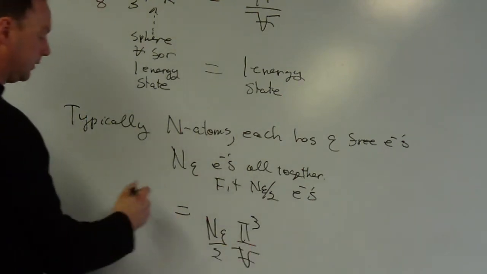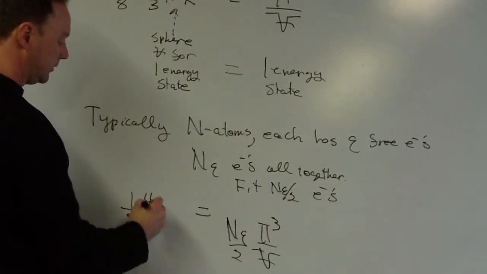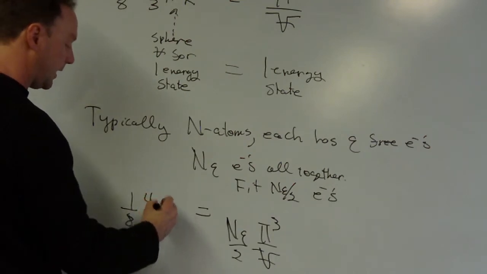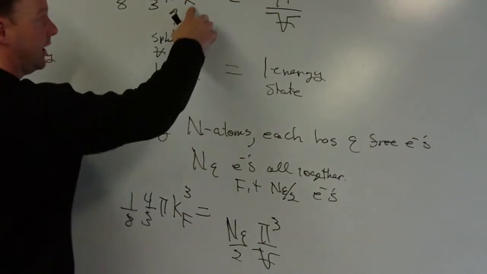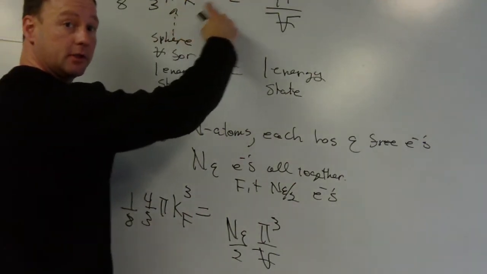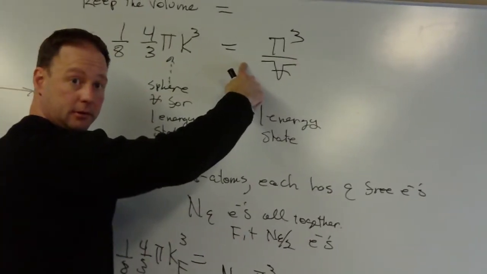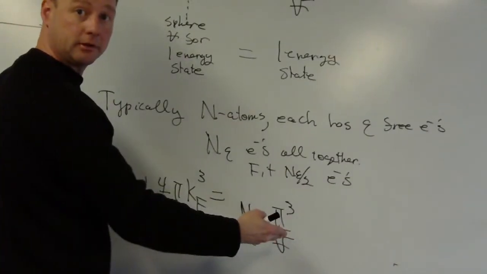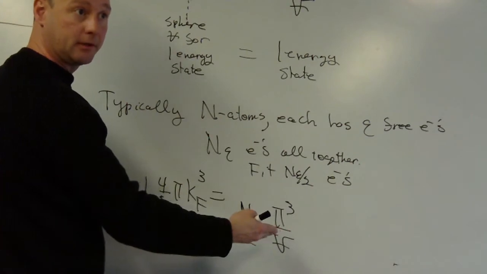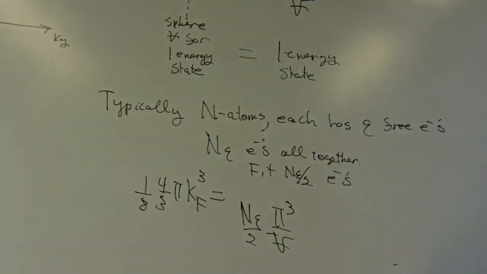This is the total volume of electrons that I'm filling up. So instead of writing just the k, I write 1/8 times 4/3 pi times k Fermi cubed. Now this k is essentially the radius that encompasses one electron state. Now this k Fermi is the radius that encompasses all the electrons. This is just for one electron outer shell. So this approximation is however many electrons in an outer shell.